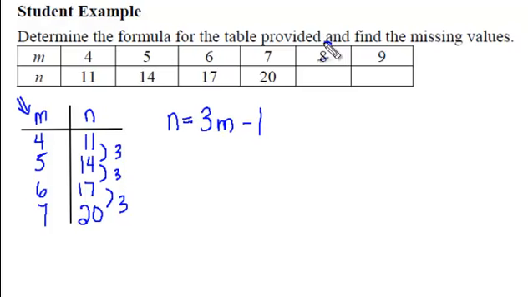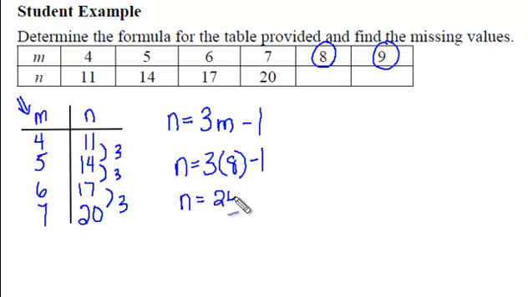So now, to find our missing values for M equals 8 and M equals 9, we can just plug into our formula. N equals 3 times, in this case, 8 minus 1. 3 times 8 is 24 minus 1, and 24 minus 1 is 23. So our value here is 23.